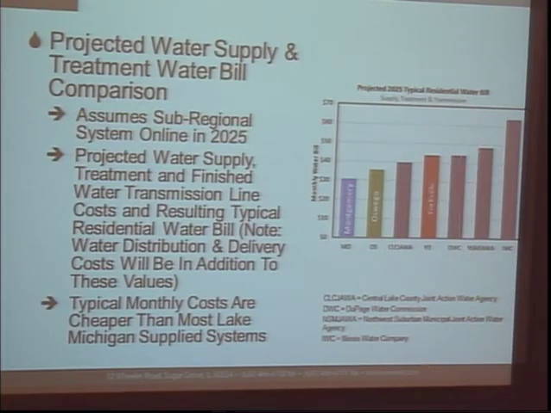DuPage Water Commission provides water to, say, Elmhurst. Elmhurst has to operate their water system. They apply a charge on top of that. Plainfield applies a charge on top of the IWC's charges too.